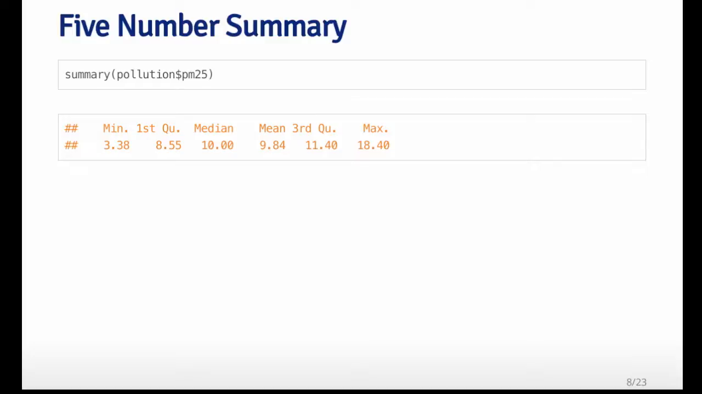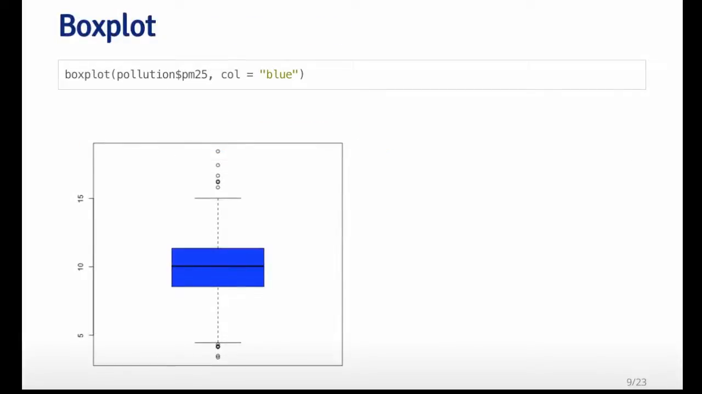So here you can see the median is 10 micrograms per meter cubed, which is under the standard, and the maximum is 18.4, which is over, so there must be some counties that violate the standard, at least during this time period. The third quartile is 11, the first quartile is 8.5, and the minimum is 3.38. Here's a box plot of the PM2.5 variable, and I've just decided to color it blue. You can see that the median is about 10, just as we saw in the 5-number summary. And you can see that a number of counties appear to be over the 12 microgram per meter cubed limit, and there are many that are under it, so they are in compliance.